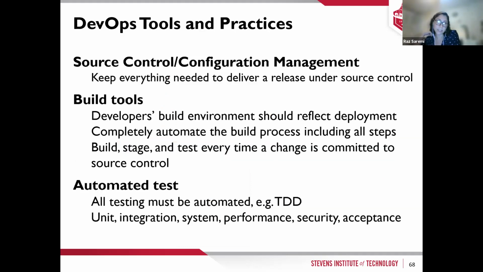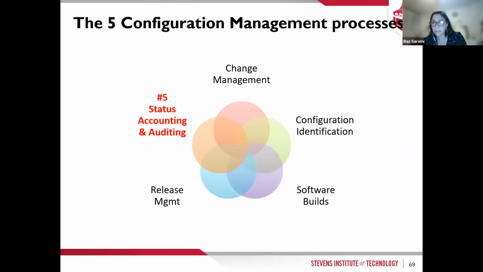In practice, DevOps tools have source code that goes under configuration management. We start building different tools for different development and deployment environments, and we need automated tests that go for all levels of testing: unit testing, integration, system, performance, and so on and so forth. And the last one is status accounting and auditing.